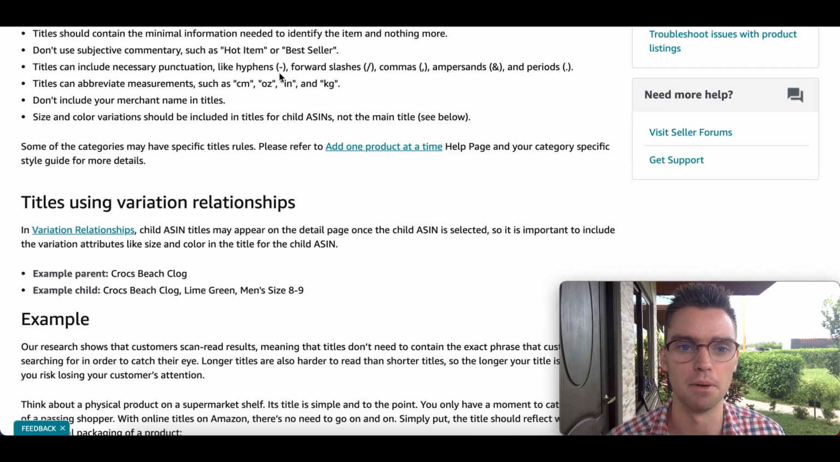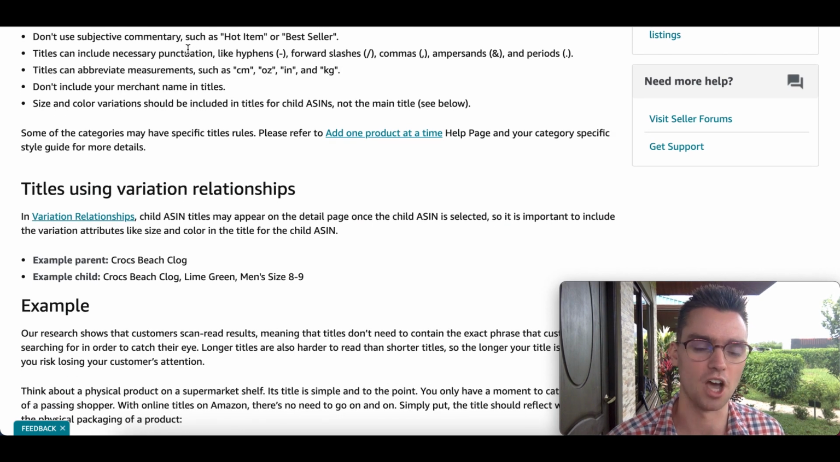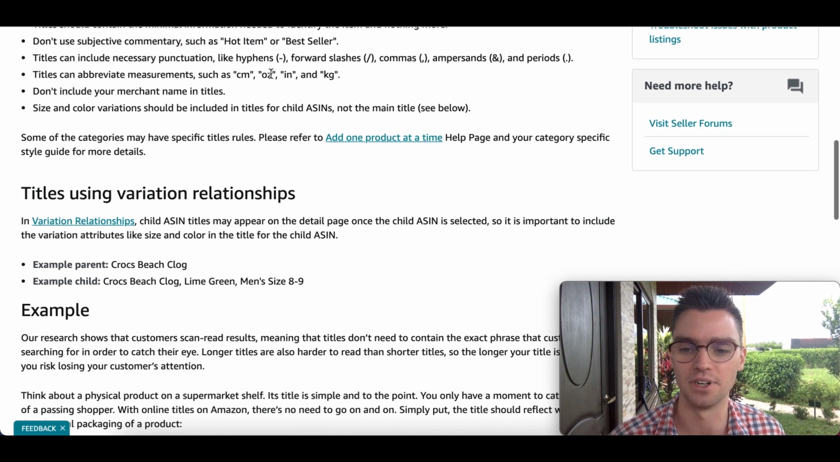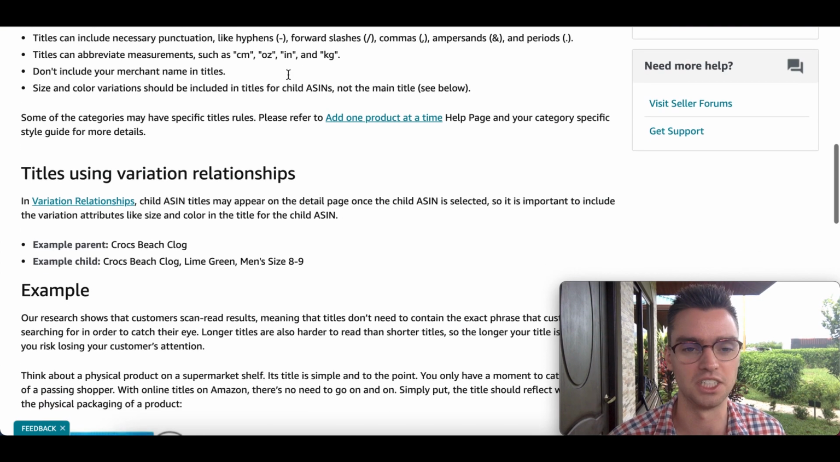Next, titles should contain minimal information needed to identify the item and nothing more. Just describing the product, straightforward. Don't use subjective commentary, which we already covered. You can't include things like new item, hot item, bestseller, etc. for obvious reasons. So just make sure if you have that in your title, I would remove it now before you face any issues, and don't consider adding that.